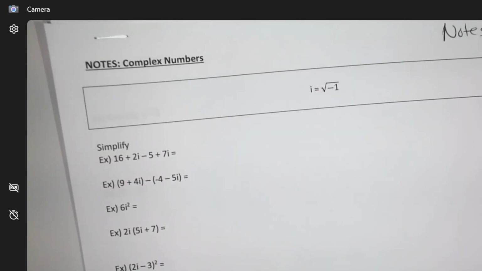Okay, so this unit is going to talk about complex imaginary numbers and polar coordinates. Okay, so we're going to get back into eventually the unit circles yet.